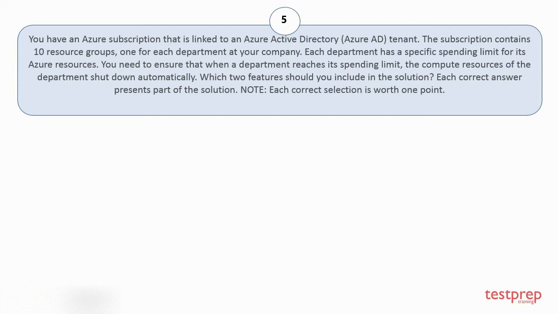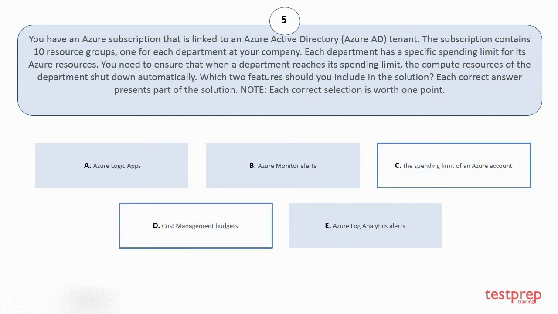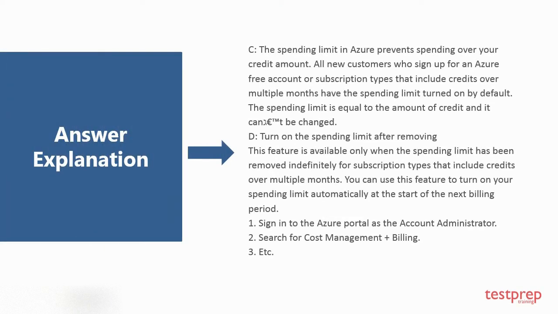Each department has a specific spending limit for its Azure resources. You need to ensure that when a department reaches its spending limit, the compute resources of the department shut down automatically. Which two features should you include in the solution? Each correct answer presents part of the solution. Note, each correct selection is worth 1 point. Your options are A. Azure Logic Apps. B. Azure Monitor Alerts. C. The spending limit of an Azure account. D. Cost Management Budgets. E. Azure Log Analytics Alerts. The correct answers are option C and D. You can refer the following for the explanation of the answer.